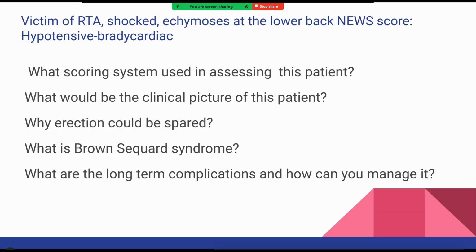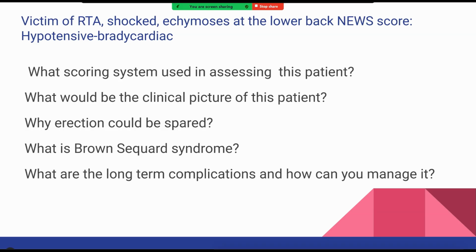So why could erection be spared in this type of injury? Yes, erection could be spared in this type of injury because the bulbocavernosus reflex can be intact in this type of injury, and the lesion is at the cauda equina, not in the substance of the spinal cord itself. So the nerve roots compression may not be total, may not be complete.